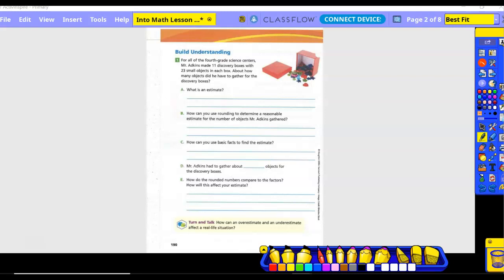Build understanding number 1. For all the 4th grade science centers, Mr. Atkins made 11 discovery boxes with 23 small objects in each box. About how many objects did he have together for the discovery boxes? Okay, so we need to pull out our numbers, 11, 23, and then about how many? About tells me that it's what kind of problem? An estimation problem, because we're not getting an exact answer. So 11, is 11 closer to 10 or 20? Okay, so 10 times 23, is it closer to 20 or 30? 20.